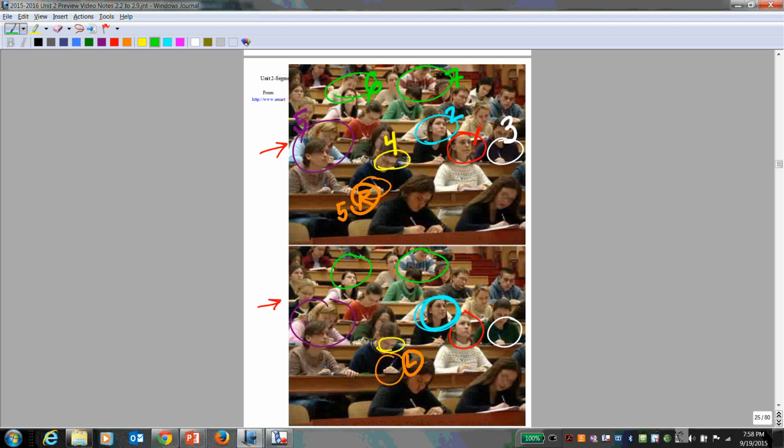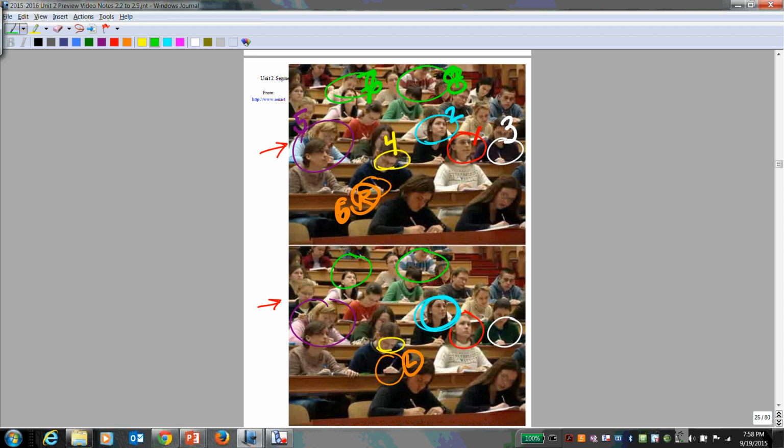Where's my 8? Do I only have 7? I thought I counted 8. I lost track of my count here, but I counted 8. Oh, I didn't count. That's 5. This should be 6 here. And then this is 7. And this was number 8. So you tell me where the 9th one is.